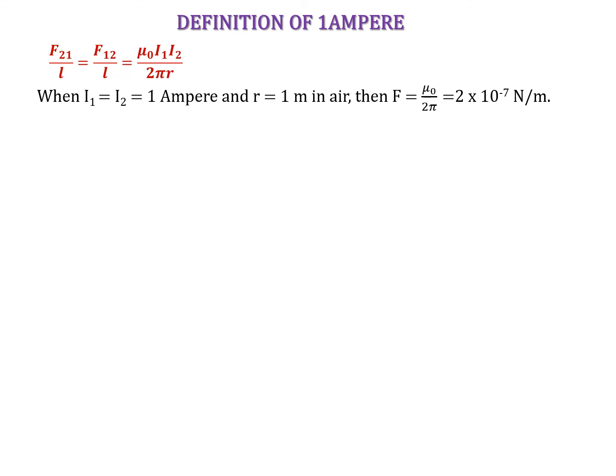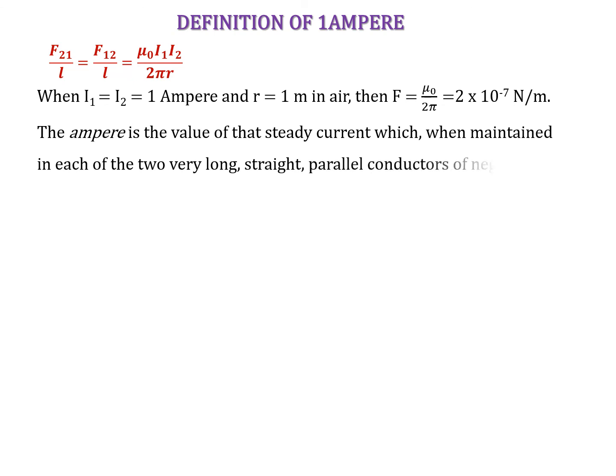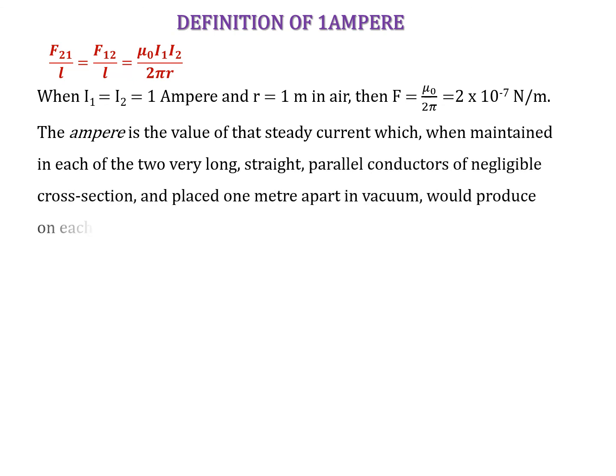So force per unit length is mu naught upon 2 pi, that is 2 into 10 raised to minus 7 Newton per meter. Hence we can say 1 ampere is the value of that steady current which, when maintained in each of the two very long, straight, parallel conductors of negligible cross section placed 1 meter apart in vacuum, would produce on each of these conductors a force equal to 2 into 10 raised to minus 7 Newton per meter of length.